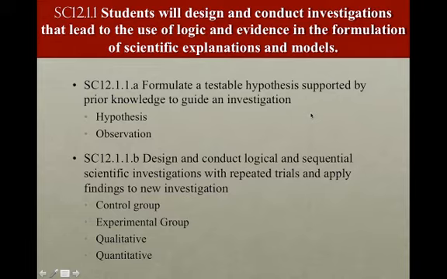So the standard 1 states, students will design and conduct investigations that lead to the use of logic and evidence in the formulation of scientific explanations and models. And then they have these A through, I think, H on this one that are different ways that you can demonstrate that you have met that standard. So we're going to go through those. So A is formulating a testable hypothesis supported by prior knowledge to guide an investigation.